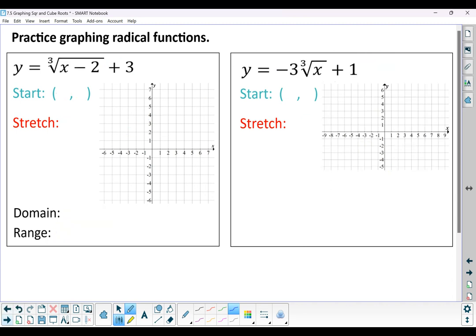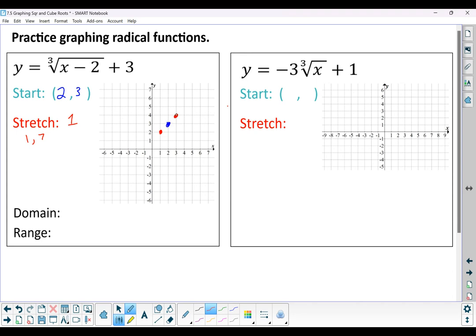Let's try some cube roots now. So this cube root has a starting point of 2, 3. Because it's a cube root, it's going to do the 1, 7 pattern. And the stretch is just a 1. So let's mark that starting point, 2, 3. And sometimes the 7 doesn't even fit. I'm going to kind of eyeball it just to help me get the shape right.